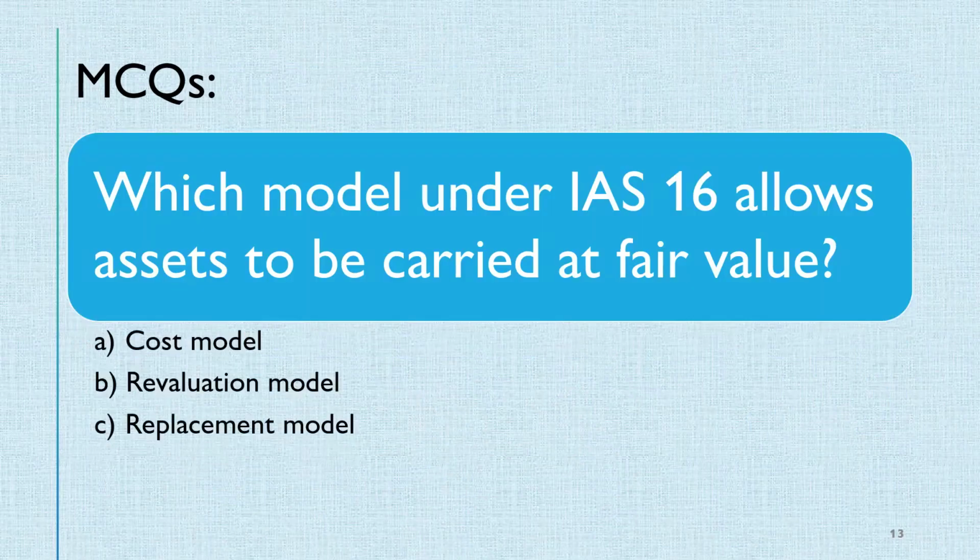Which model under IAS 16 allows assets to be carried at fair value? Option A, cost model. Option B, revaluation model. Option C, replacement model. And the correct answer is option B, revaluation model.